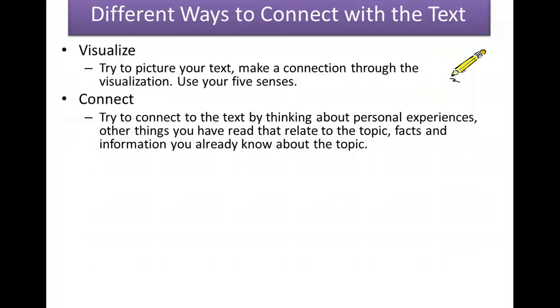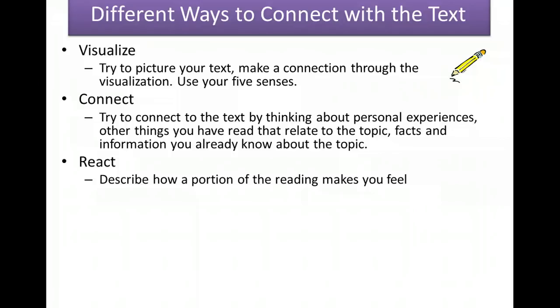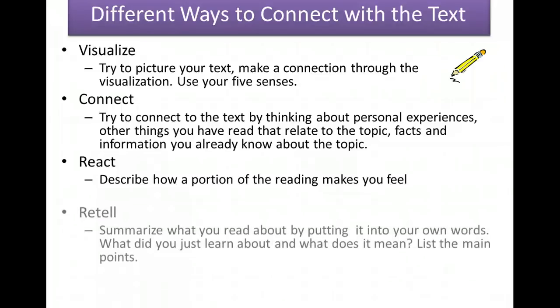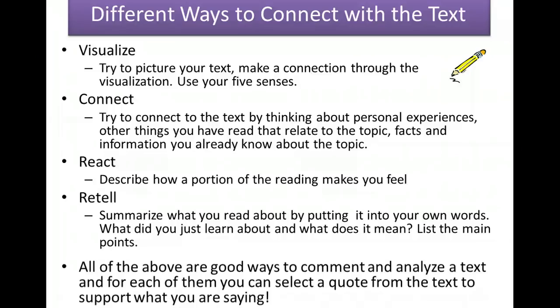So this will be really helpful as we start reading lots of different pieces, poetry and short stories and the novel itself. This will just help you show that you've read other things and connect that way. You can also show your own reaction, describing how a portion of the reading makes you feel, and then use an example from the text to show how that has in fact caused an emotional reaction for you. You can retell or summarize what you read by putting it into your own words. What did you just learn about? What does it mean? Listing the main points, and then again using a quote from the text to support what you're saying in that retelling.